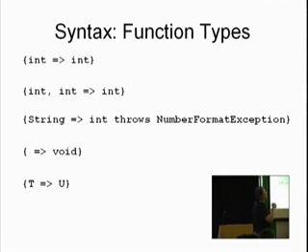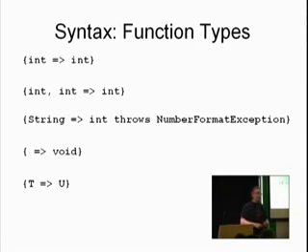Here's a function type that doesn't take any arguments and doesn't return any result. An ordinary block of statements would typically be of this type. And finally, if you're in generic code and you have type parameters floating around, you can write a function type using type parameters. So here's a function from T to U. That's just fine.